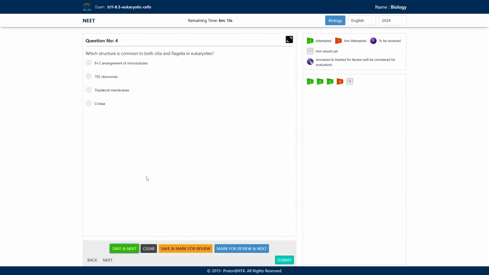The next one, which structure is common to both cilia and flagella in the eukaryotes? First is 9+2 arrangement of microtubules, second is 70S ribosome, third is thylakoid membrane, fourth is cristae. What will be the correct answer here?